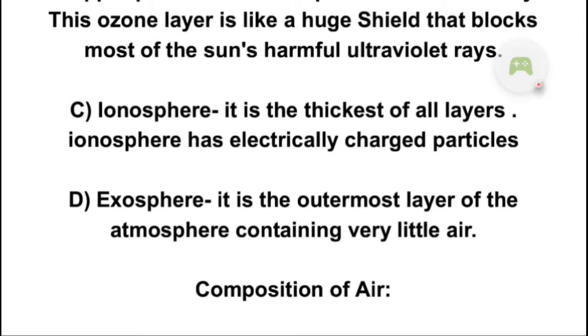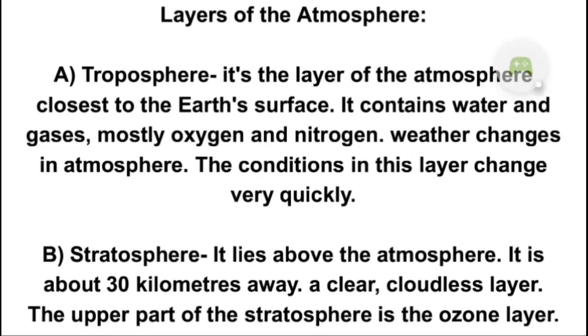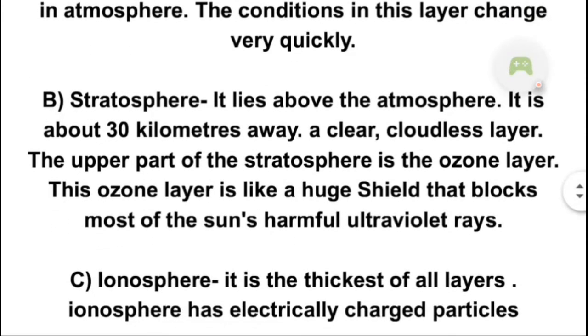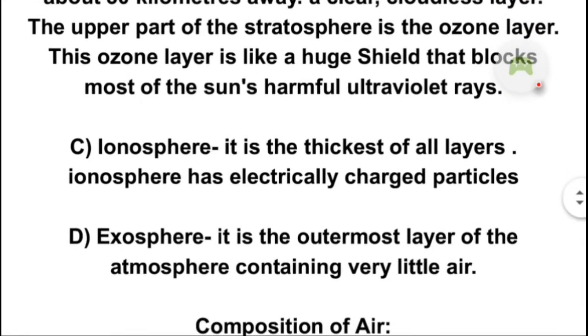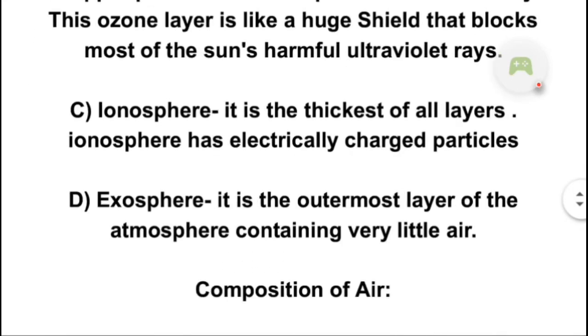The exosphere is the outermost layer of the atmosphere, containing very little air. Students, the different layers are with some air, but in the exosphere, the air is very little. Okay, that we have to remember. So, how many layers are there in the atmosphere, students? Troposphere, stratosphere, ionosphere, exosphere. Students, you remember the layers of the atmosphere. Okay.